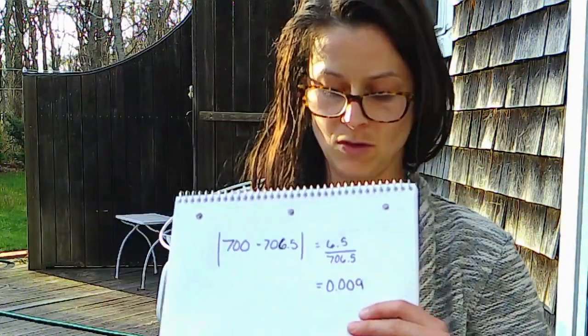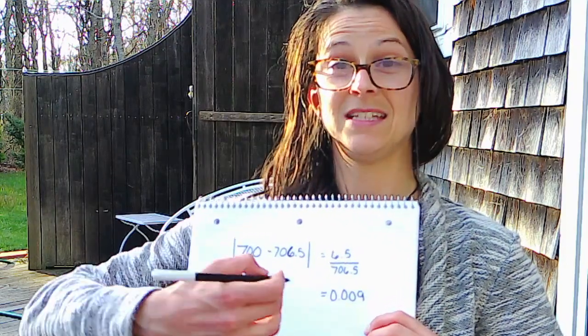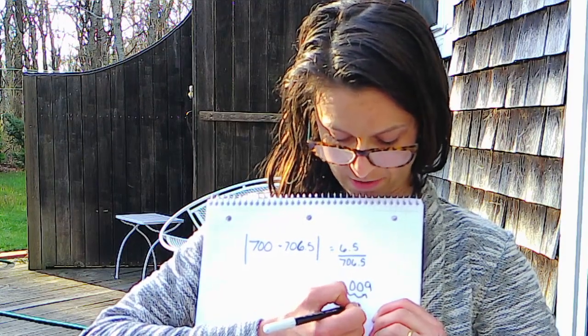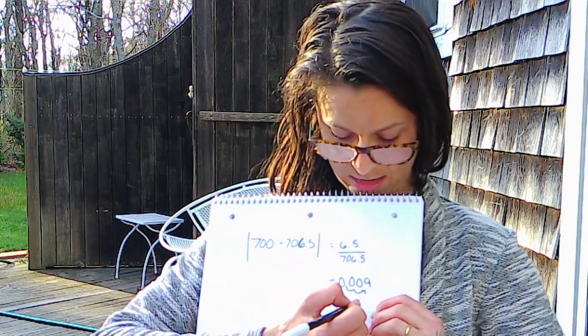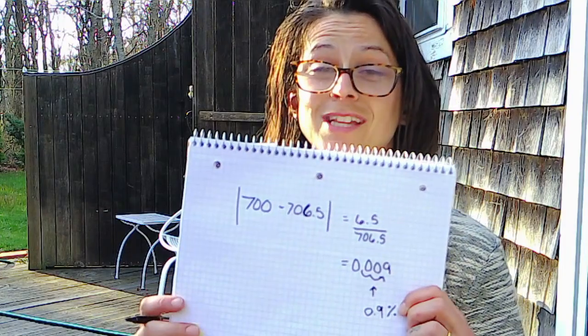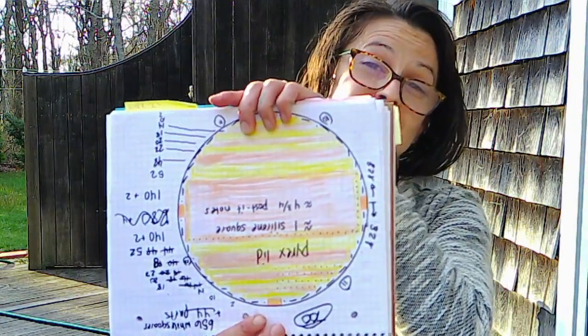So 6.5 divided by 706.5 is 0.009. So what is that as a percent? Well, to get this decimal to be a percent, I move the decimal place twice to the right, or I think about the hundredths place, and so I get 0.9%. So this is less than 1%. So I had less than 1% error using my rectangle strategy in estimating the area of a circle.